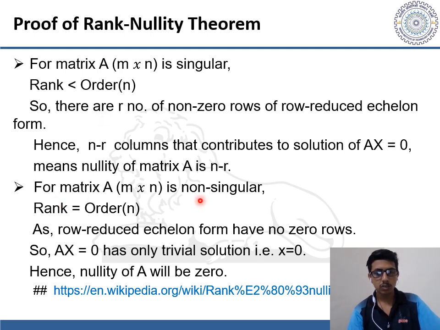When matrix A is non-singular, its rank is equal to the order of the matrix. It means in the row reduced echelon form there are no zero rows in the matrix, and Ax = 0 has only the trivial solution. So its rank is equal to the order of the matrix and the nullity of matrix A will be 0. So here also we can prove that rank plus nullity is equal to the number of columns.